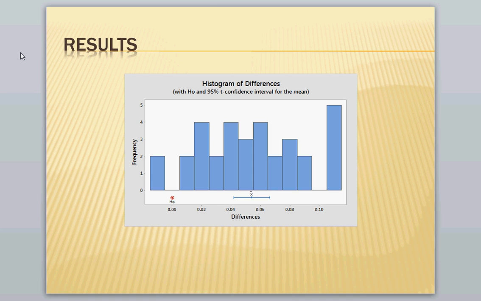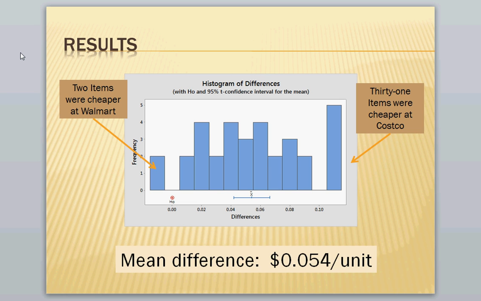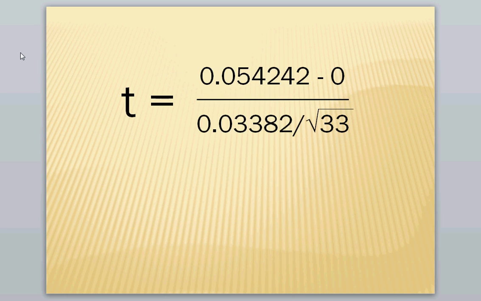Here's a histogram of the differences. This little red dot indicates where we would expect the mean difference to be if the null hypothesis was true. As you can see from the histogram, the center of the histogram is nowhere near the little red symbol, which indicates that there is a clear winner in this price battle. We found that there were 2 items that were cheaper at Walmart, and the remaining 31 items were cheaper at Costco. The average price difference was about 5.4 cents per unit.